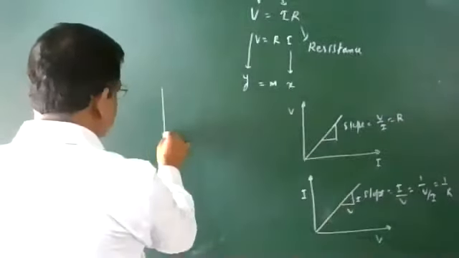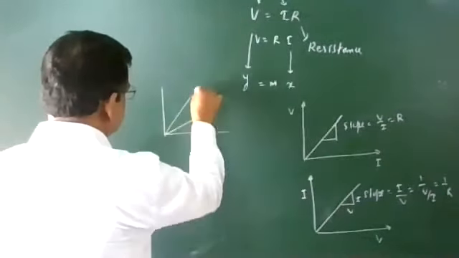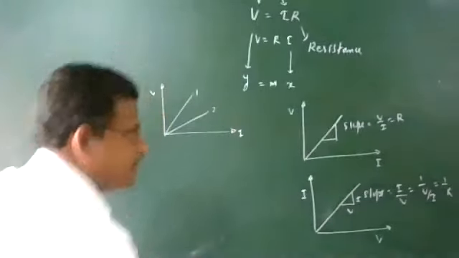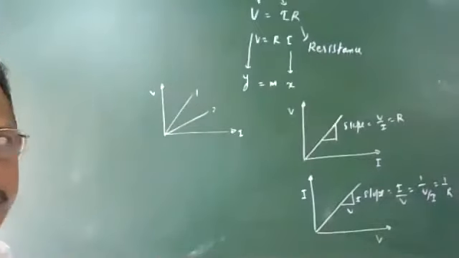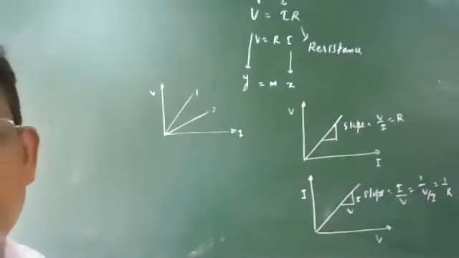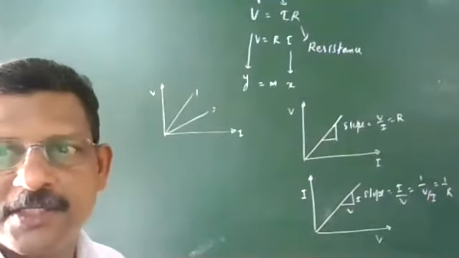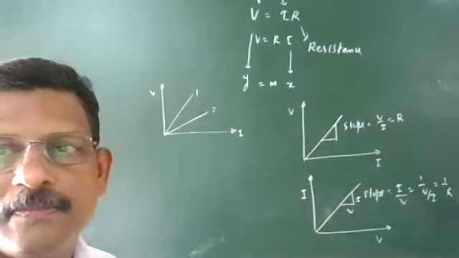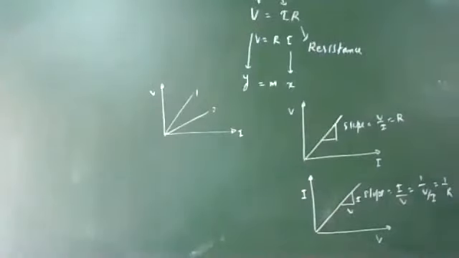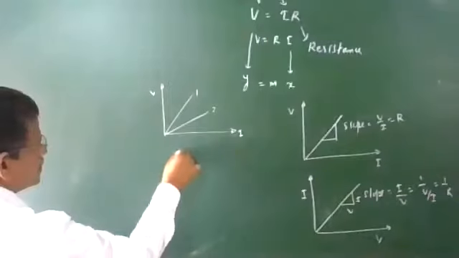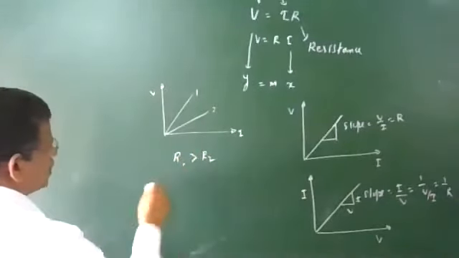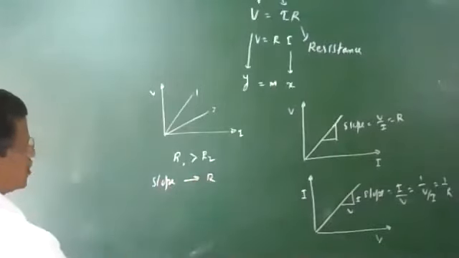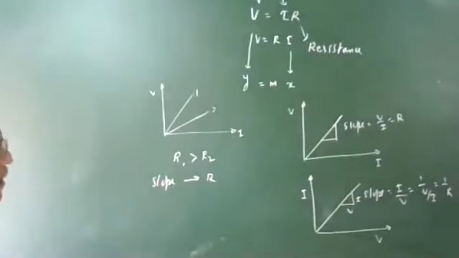Suppose you are given two conductors, 1 and 2. Their VI graph is shown. Which one is having greater resistance? First one. The first one is having greater resistance in this case. Resistance of the first one is greater than the second one. Reason? Because slope gives resistance. Greater the slope, greater is the resistance.